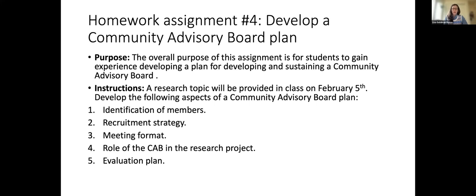In fact, we're going to have a mock community advisory board in our class on February 9th. So you all will act as community advisory board members, and we're going to have a researcher from our department come in and give a presentation on their research, and you're going to give feedback as if you were a community advisory board. It's usually pretty fun. And actually, lots of researchers who have come to do the mock community advisory board have felt that it was so real that they've implemented the changes that students recommended.